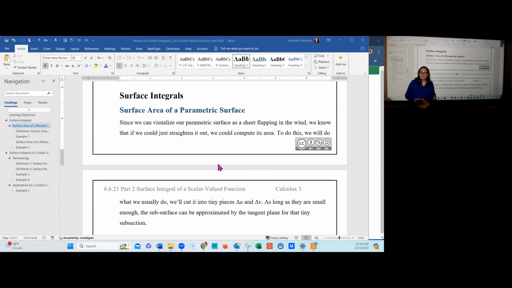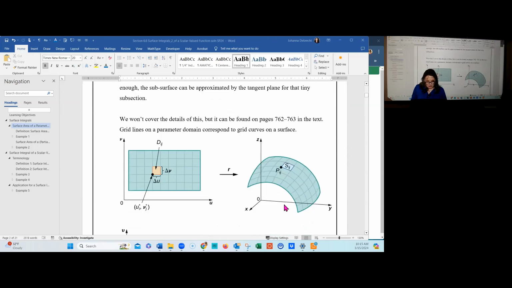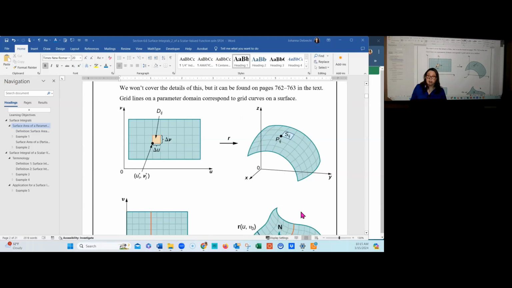So we'll have a delta u and a delta v. As long as they're small enough, we'll be able to approximate the area of a tiny little section of it with a tiny section of the tangent plane. We're not going to cover this in great detail, although we do go through the basics. You can find more detail if you want in the textbook, pages 672 to 763. What we're doing is, again, we're defining parameters u and v to define our surface.